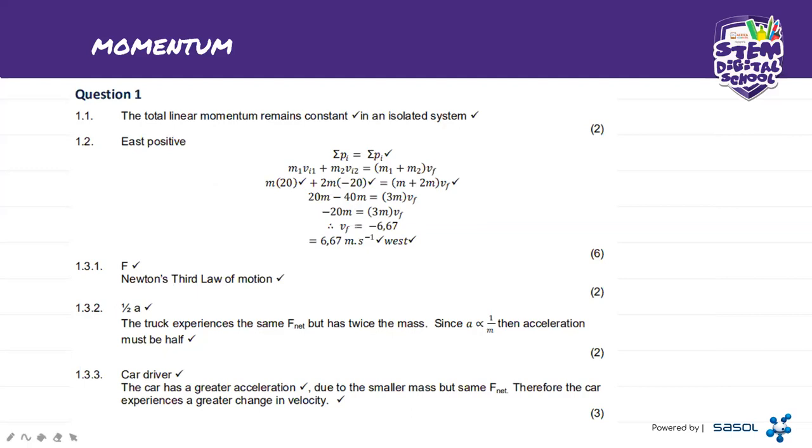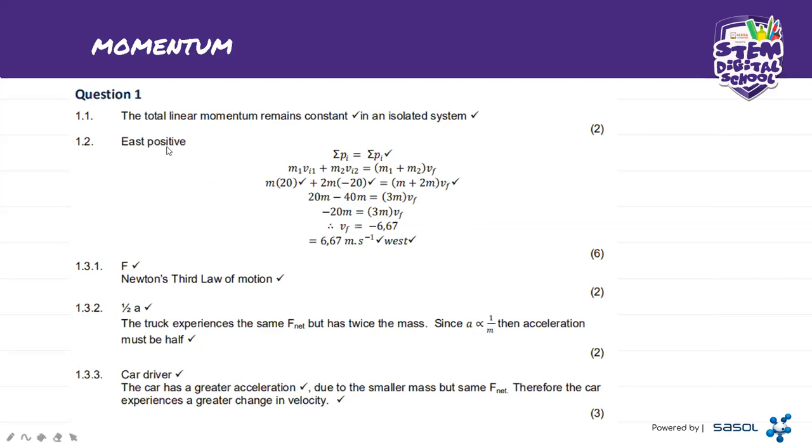It does not matter. But now you can add them. It can be minus 40, and this will be 20, and this will be m plus 2m. It's going to give us 3m. So minus 20m divided by 3m is going to give us our final velocity. And our final velocity in this case is going to be a negative answer, minus 6.67. And remember what we chose. We chose east as positive.